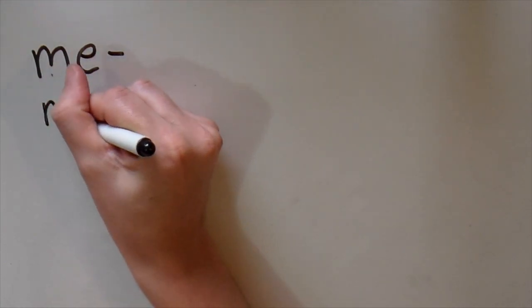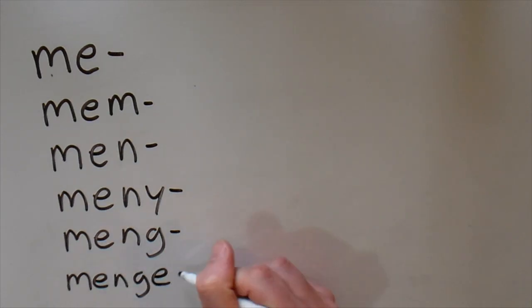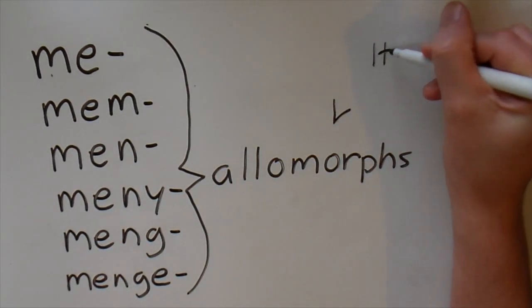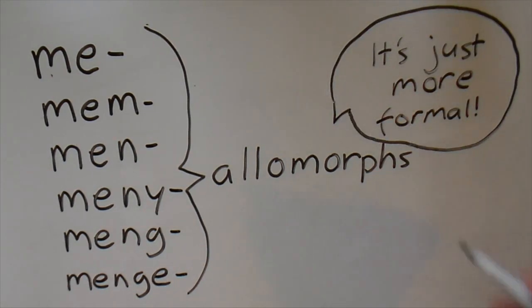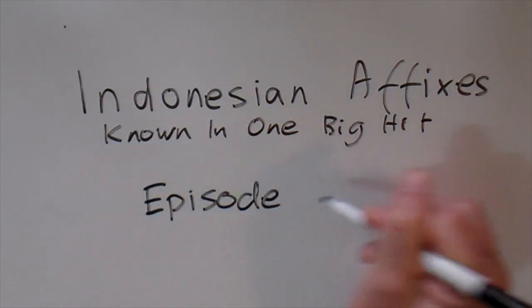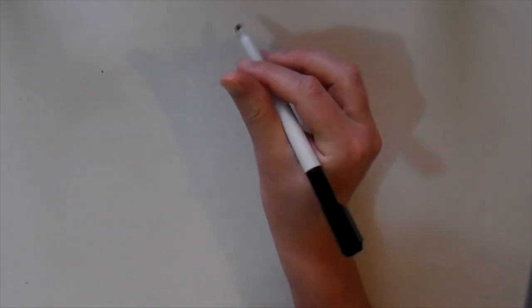Indonesian has a prefix m, which is arguably the most complex affix in the language because it has many different forms called allomorphs, and its function is usually dismissed as "it's just more formal." In episode 1 of Known in One Big Hit, I will look at the different forms of m and also its function in a sentence.